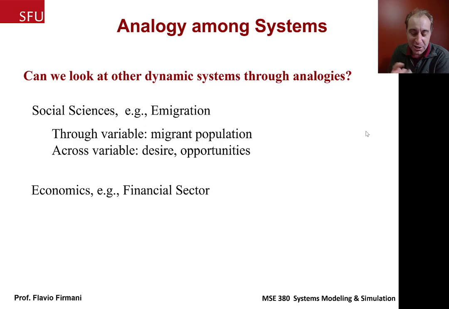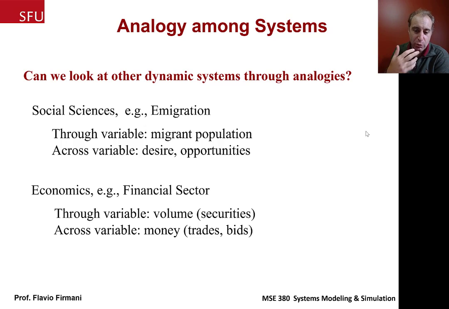Eventually is going to be our cross variable, which is going to be money, trades, bids, right? Whereas the through variable is going to be the volume that we're going to have in terms of securities, stocks that are going to remain those, but there is going to be a desire to buy, and then the prices can go up or can go down. So if we think about the financial sector, banks and the stock markets are examples of capacitors.